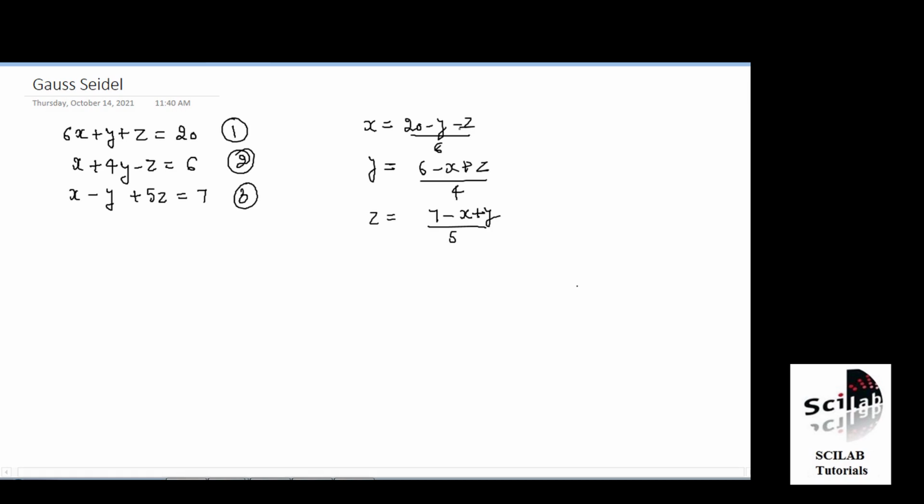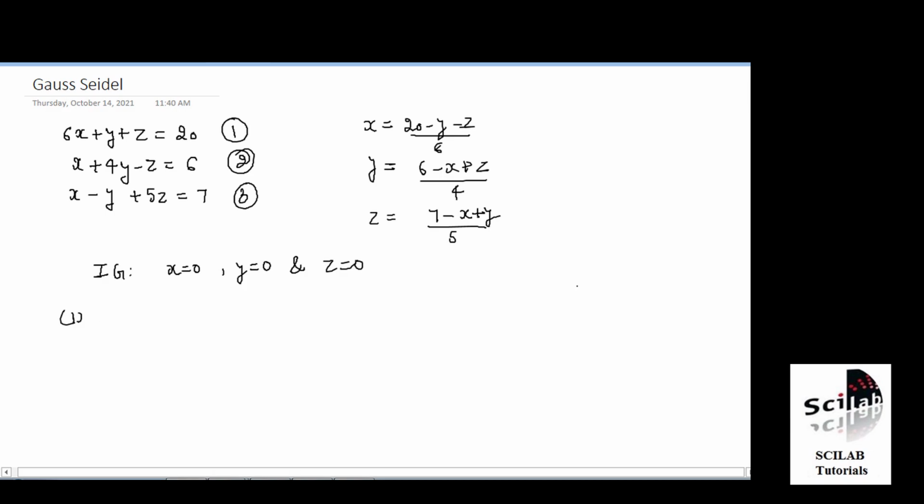So in the Gauss-Seidel method we need some initial guess to calculate the values of x, y and z. So let us assume that our initial guess is x = 0, y = 0 and z = 0. You can choose any value of x, y and z as an initial guess.